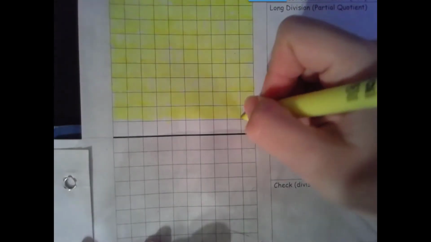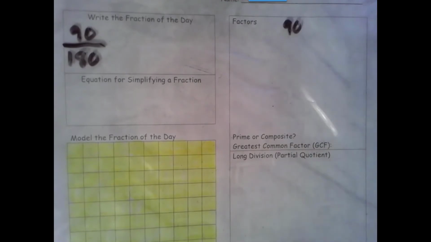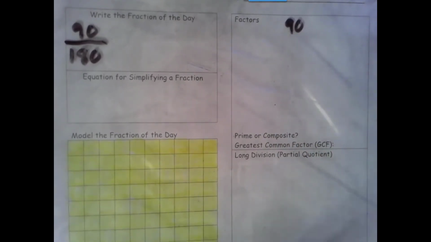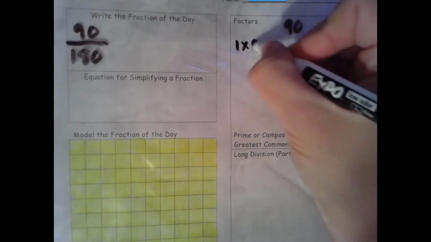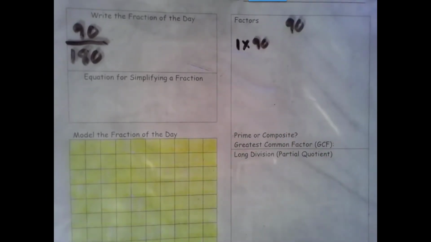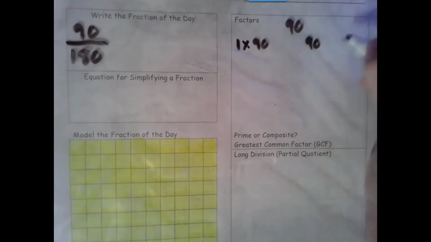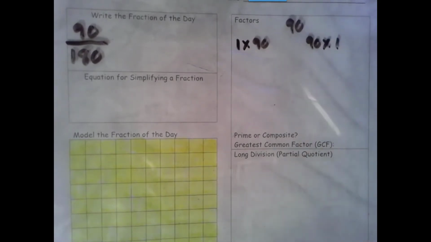Finished another row of 10. Let's go ahead and get down our beginning fraction. We have a total of 180 school days, so that's our denominator. And we are on day 90. So let's find the factors of our numerator. Two factors we always know are 1 and the number itself. Using the commutative property of multiplication, I can also write it down as 90 times 1.